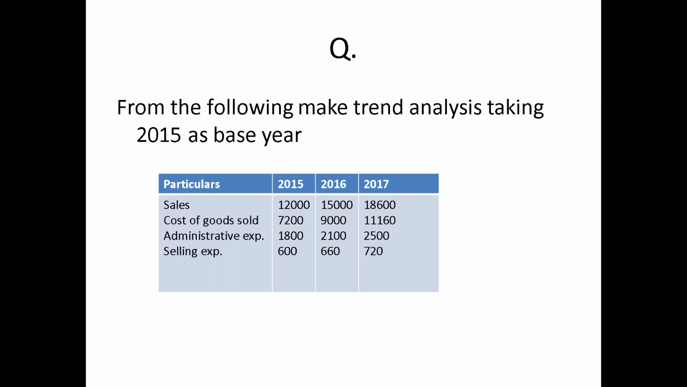Trend analysis is a little different from common size statements because in trend analysis, we take the figures of 1 year as the base year. Like in this question, we are given items of 2015, 16 and 17. So we'll take 2015 figures as the base year and then we'll calculate the 16 and 17 percentages on the basis of 2015. So we are given 4 items: sales, cost of goods sold, administrative expenses and selling expenses.